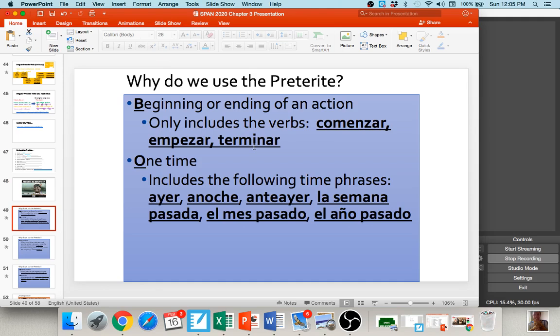As you know, the preterite typically refers to actions that are completed in the past. Completed actions, we often translate these as -ed in Spanish. So, for example, I walked to the store.